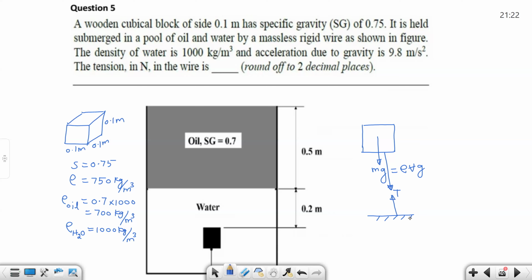So tension, and then you have a buoyancy force which will be acting up. Since the block is completely immersed in the water, the buoyancy force will be water density g into the displaced volume. So you can just try to understand. If you have a block, the upward force is the pressure at this point. Let's say P1, the pressure here.